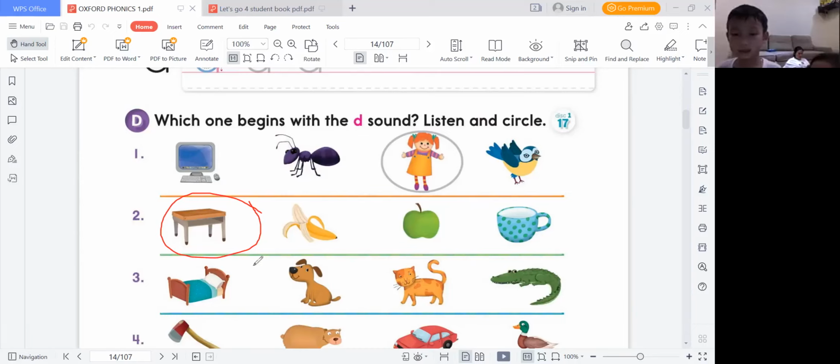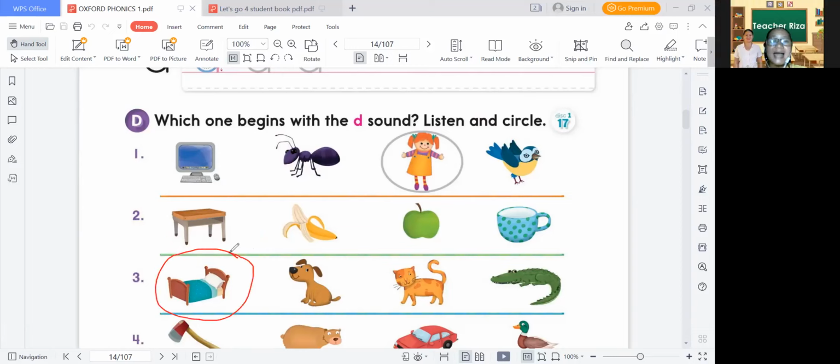Yeah. Okay, very good. So next we have this picture. What picture is this? It's a bed. Very good. Bed starts with letter B, not letter D. How about the second picture? What is that? It's a dog, right? This is a dog. So it starts with letter D or it has the D sound. How about this one? It's a cat. Cat starts with letter C.